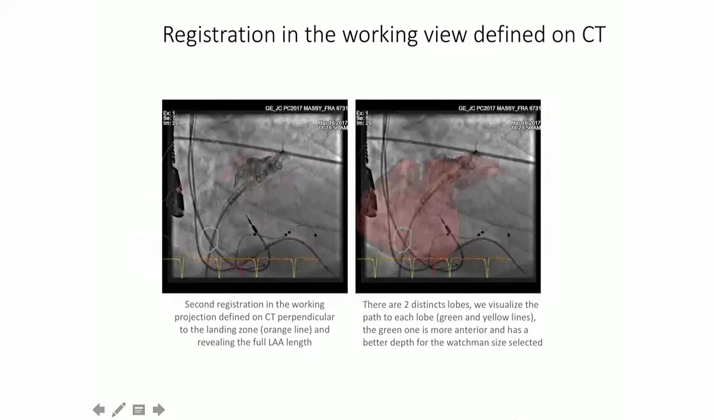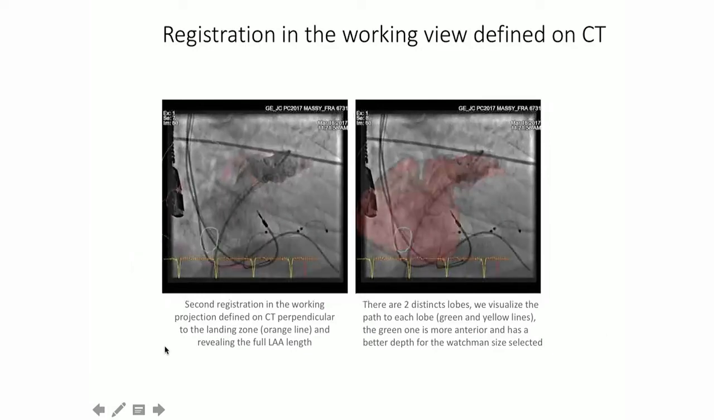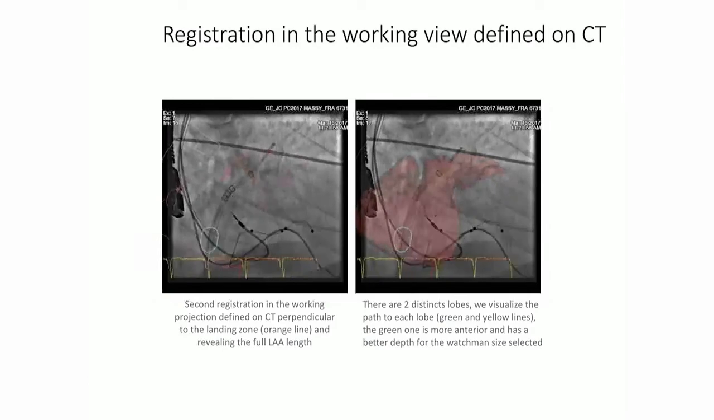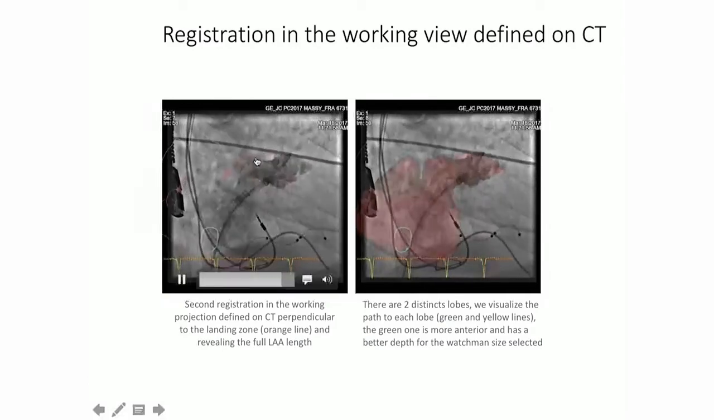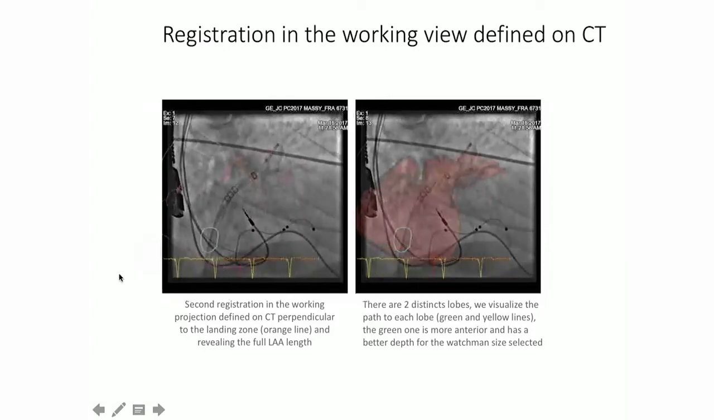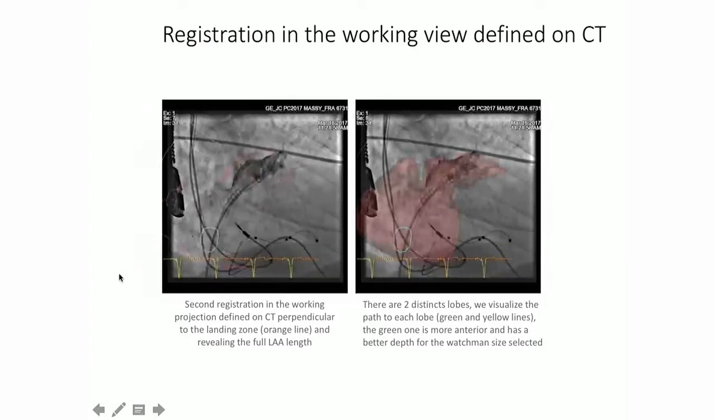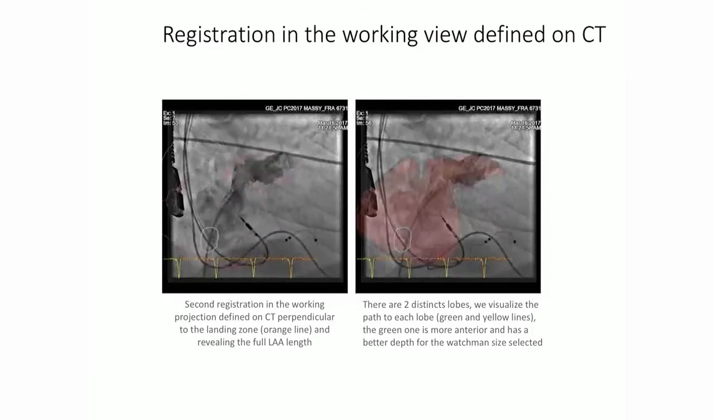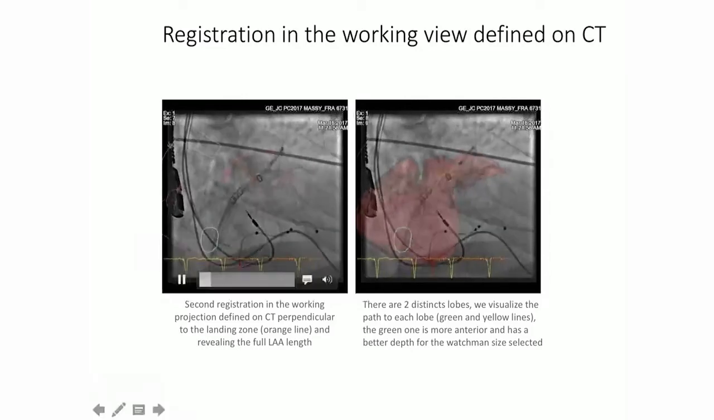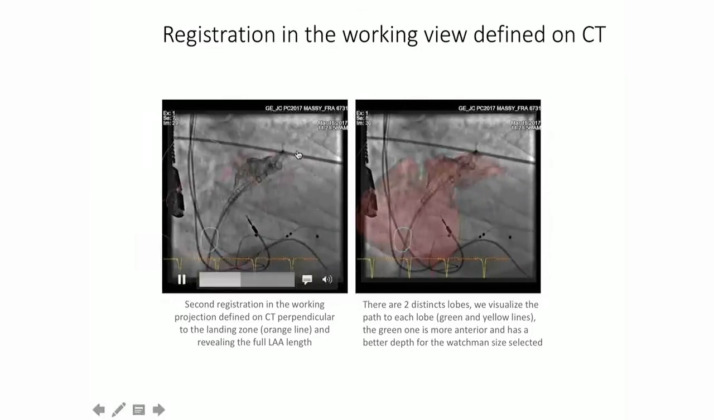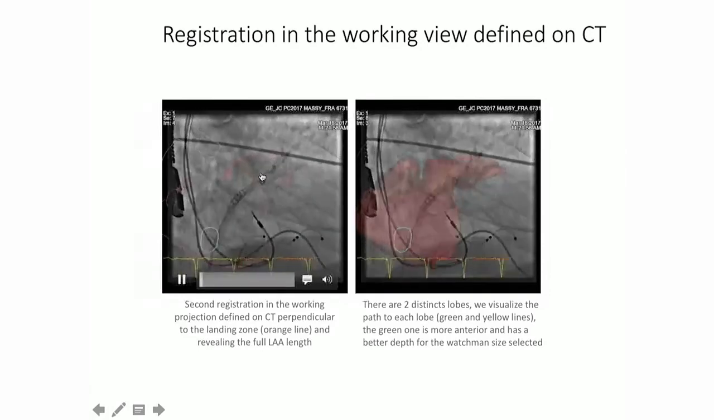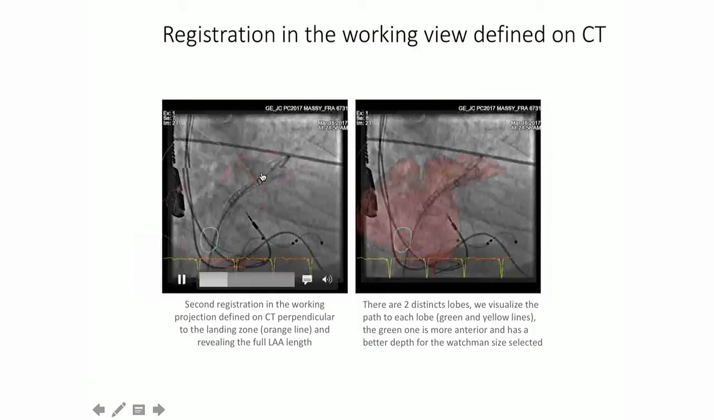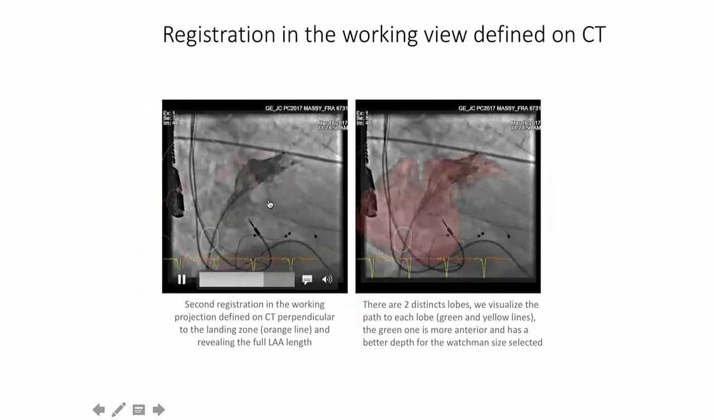So next we go into the working view. As you recall, it's the RAO 30 cranial 5 for this specific patient. And we would then do an injection in the LAA through the pigtail. And now we would do our second registration. So we would just make sure that our MSCT fusion overlay is correctly aligned with the LAA structure itself as seen on fluoro. So this is our second registration.